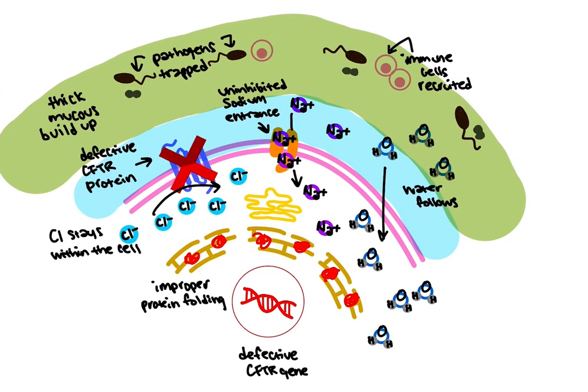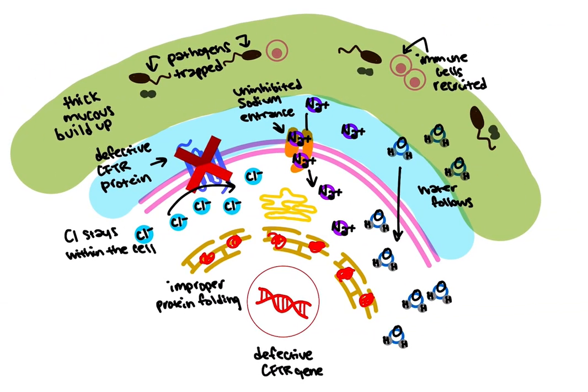Whereas, moving on to our individual with a cystic fibrosis condition with defective cystic fibrosis transmembrane regulator gene, now the protein folding is going to be improperly done, and we are going to end up with a defective CFTR protein that cannot take the chloride ions out of the cell, so that's going to stay within the cell, and it loses its function to regulate the sodium entrance as well.